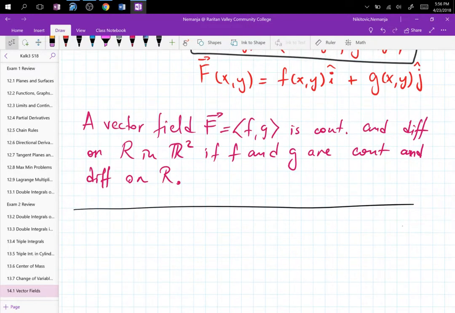So let's take a look at some examples of vector fields in 2D. Now these ones you can draw, and it's time consuming, right? But as many of the things are in this course.